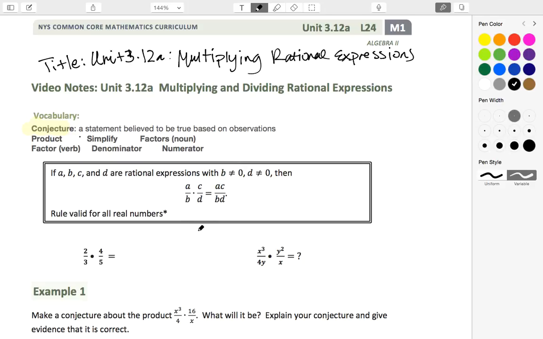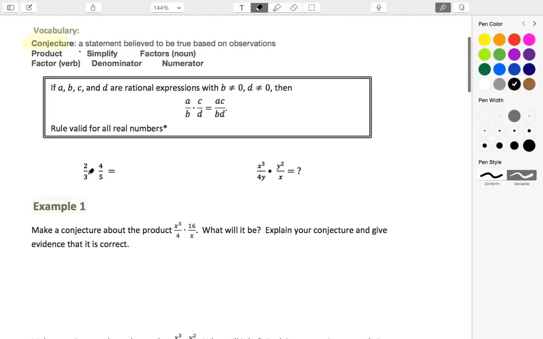Okay. Now, let's take this example, 2/3 times 4/5. We know how to do this. I'm just going to show the steps so that we can see that connection with rational expressions. So we have 2 times 4 over 3 times 5, right? So we multiply the numerator straight across and the denominator straight across. So then we'll get 8 over 15.